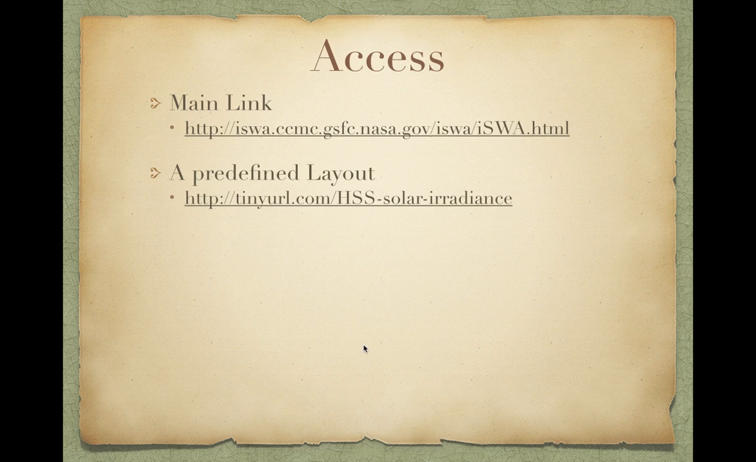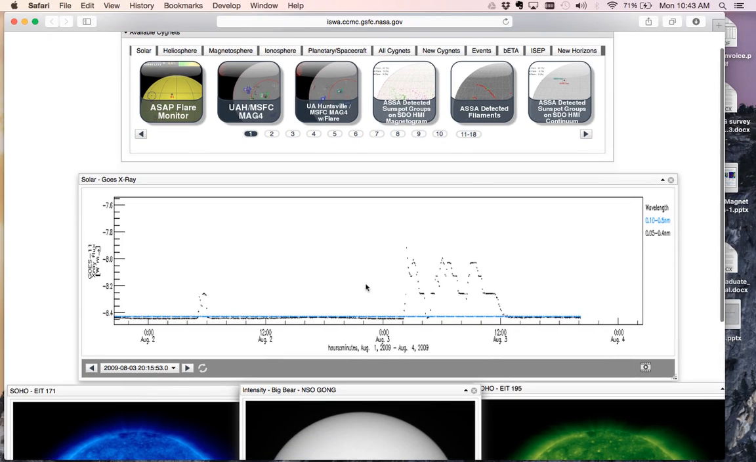For accessing the dataset, you can go to the iSWA main page and start with a clean, fresh page, and that's this first main link here. Or we could use a predefined layout. Both these links are in the text associated with this video. I recommend starting with the predefined layout. I'm going to click on that now, we're going to go to that. And while this is loading, you should either stop the video or do what you need to do. I recommend that you open up your own layout and follow along as the video plays.